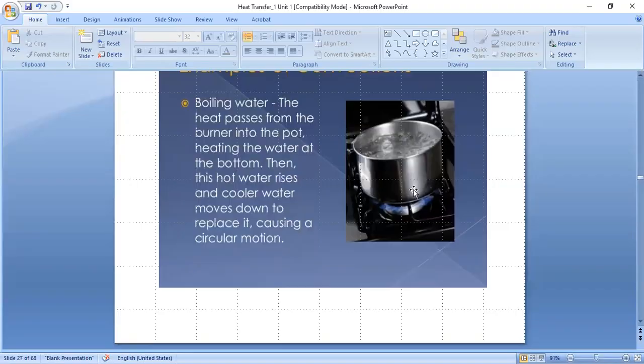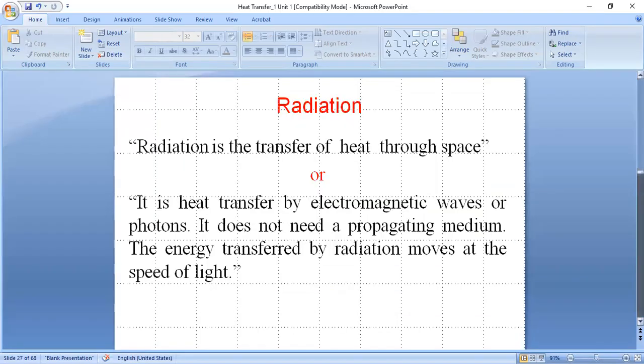See here, this burner continuously supplies heat to the cooker. Inside the cooker, there is water. The heat is continuously transferred to that water, then the water density will be reduced. Once the water density is reduced, the water continuously moves from the bottom to the top and starts boiling. That is the boiling water.